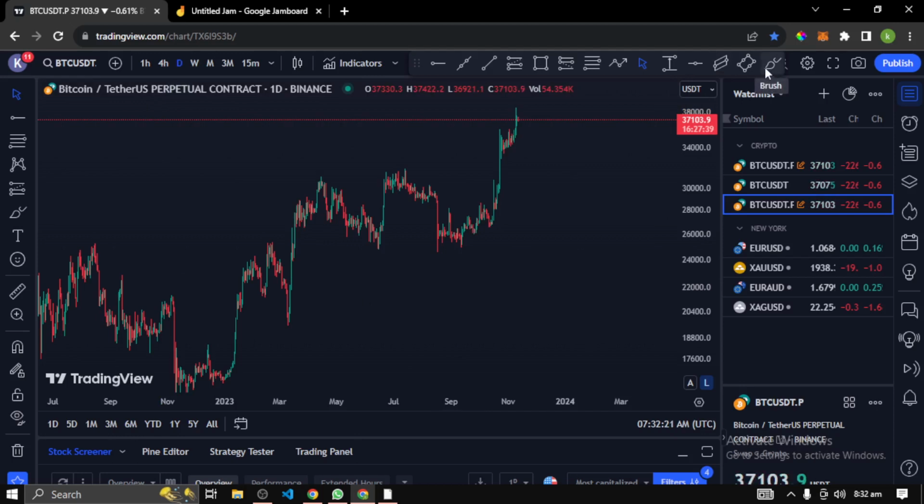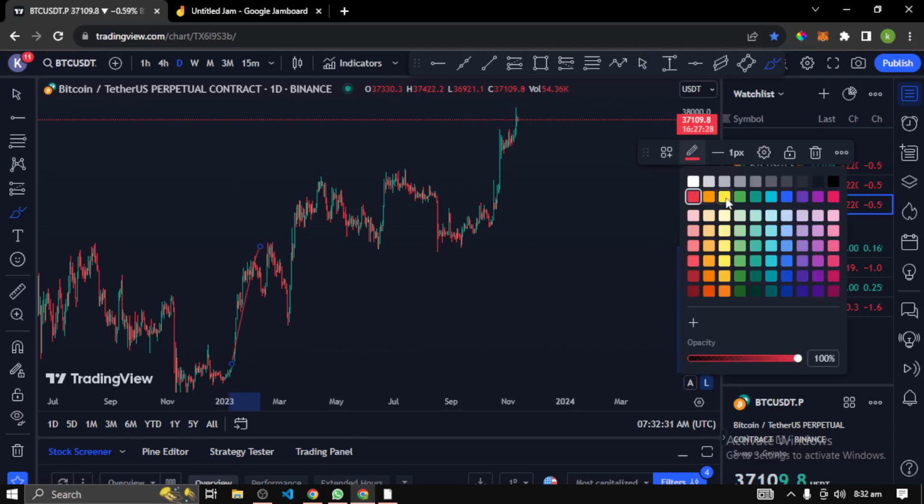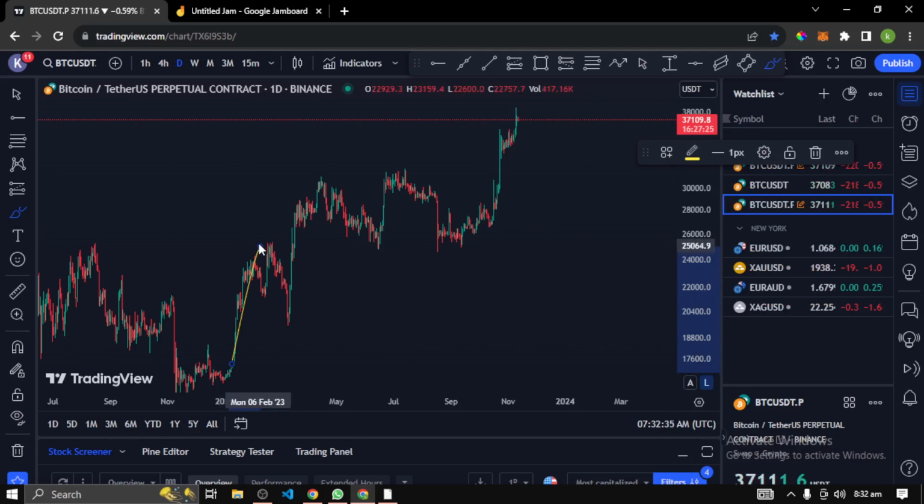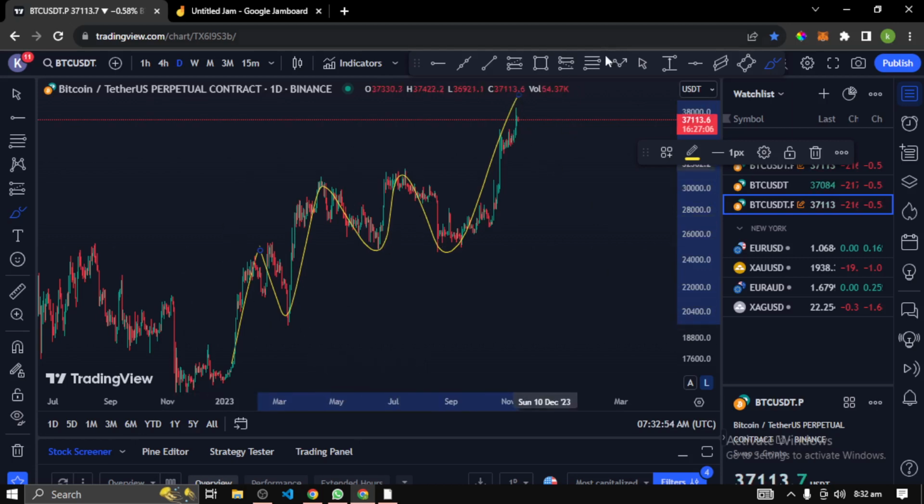I'm going to pick this brush tool to illustrate. You see, price came from here and it did this zigzag movement. It came up here with this yellow, then it came down. It went up again, then it came down. It went up again, then it came down, then it went up again. You see, price is actually up, but it's going in that zigzag movement. It keeps doing that.